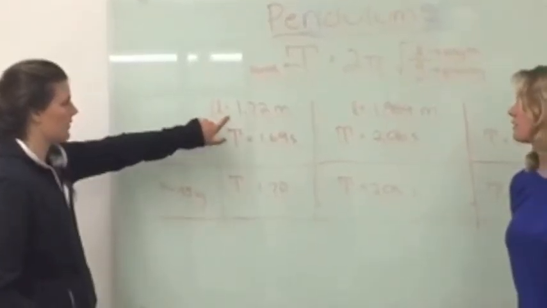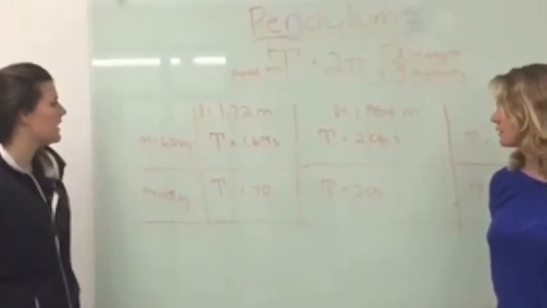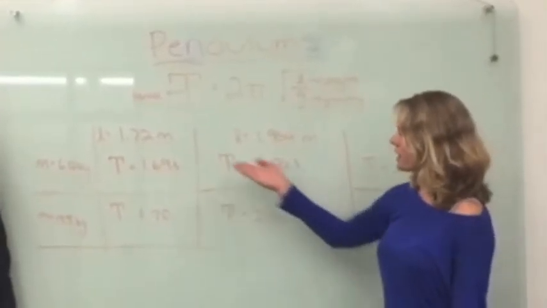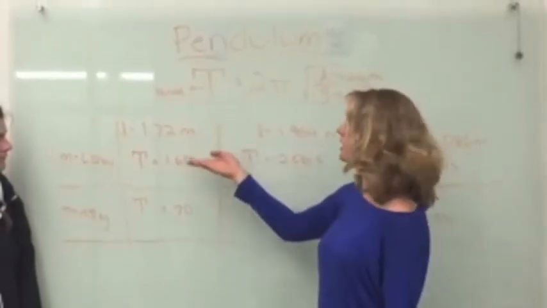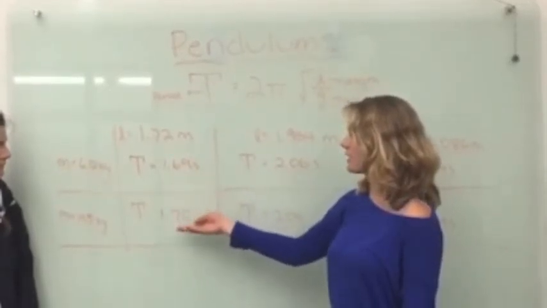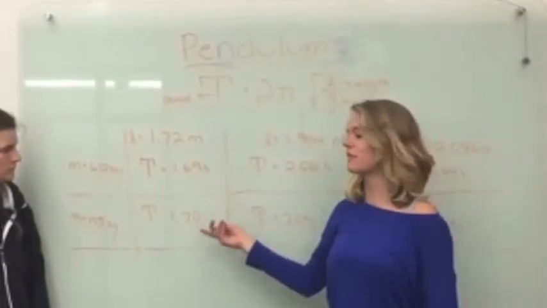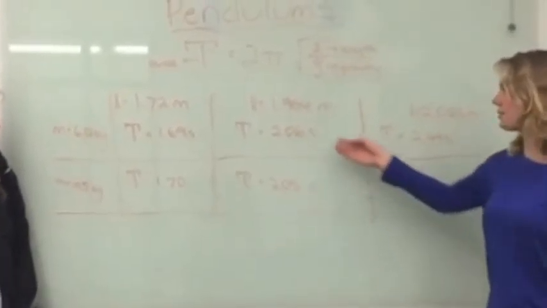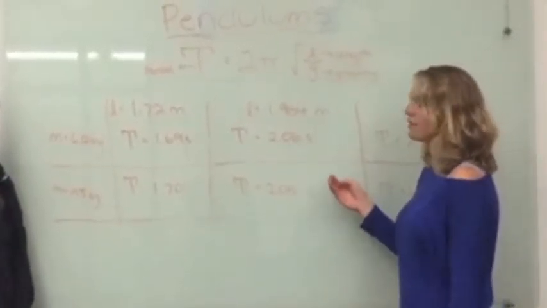And so we tested the hammock at different lengths, different masses, and Megan can talk a little bit about what we found out. So we looked at a certain length, we tested the period at two different masses, and we found that they're very similar. We have 1.69 seconds and 1.70. And when you look at each length, these are all the three lengths we tested, the period between the two masses is very, very similar.